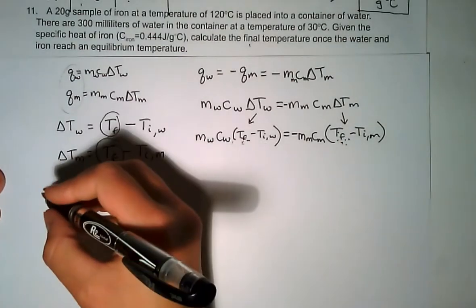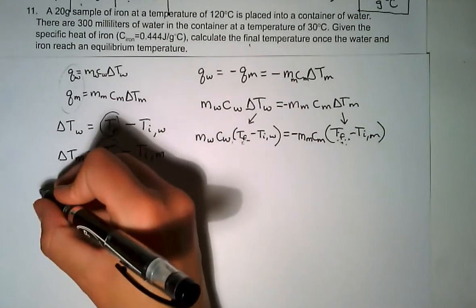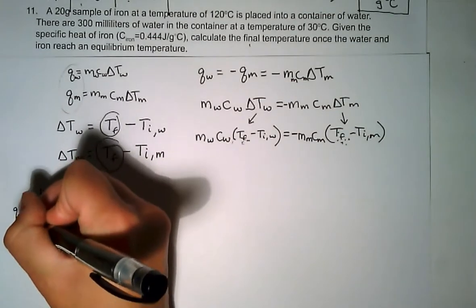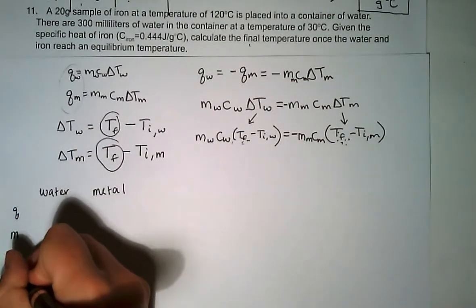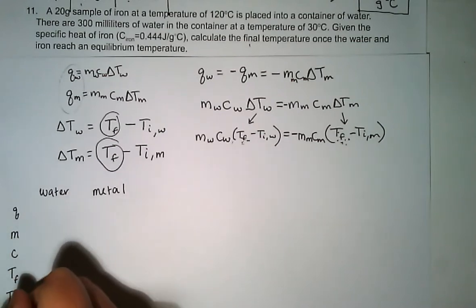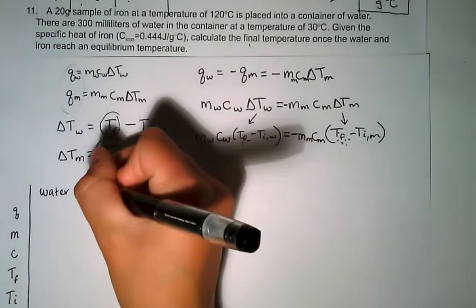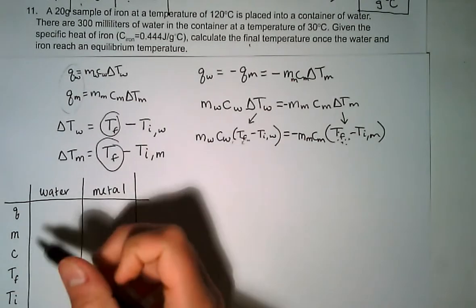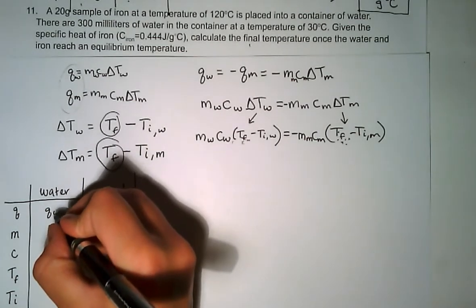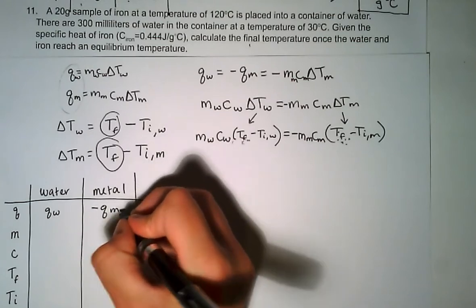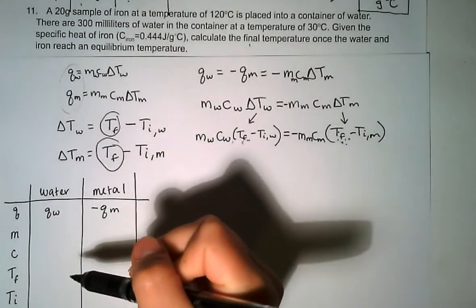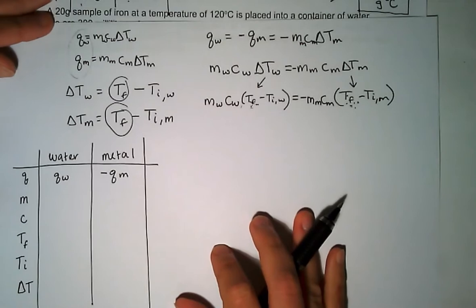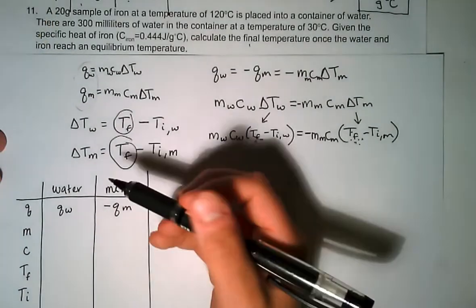So let's start listing out our variables here, because there are just a lot of variables. So we have water, and then we have our metal, and we have Q, M, C, T final, T initial, and delta T. Our delta T is not going to be so important in this case because we already had to expand our equation out. So for Q, we decided that Q of the water is going to equal the negative Q of the metal, but we're not actually given either of those values. We'll leave them in their variable forms. I need to move this up a little bit so you can actually see what I'm doing, but we'll have to keep moving it up and down so we can also see the problem.